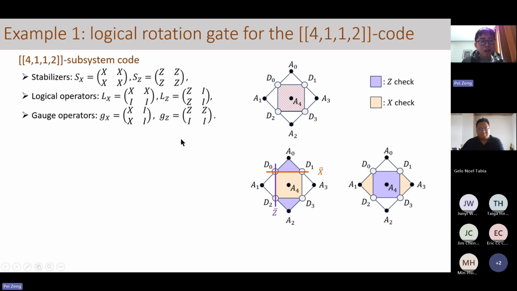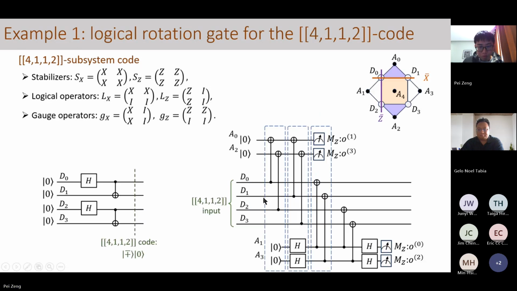So why do I want to use this code? The major advantage of this code is that you can do the logical plus state preparation very easily, using no measurements, using just two Bell state preparations, and you have one fault-tolerant state preparation to prepare the logical plus state. And also you can do quantum error detection.